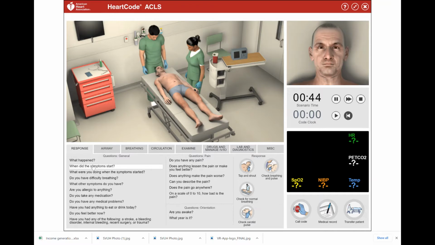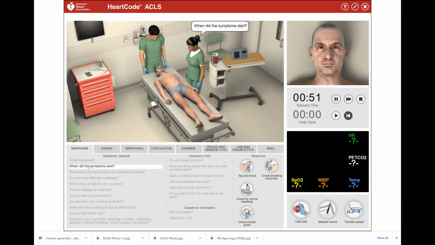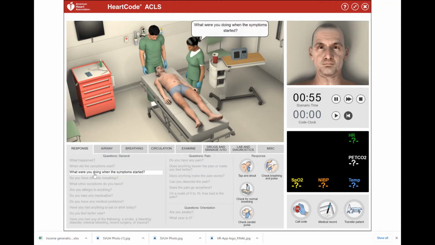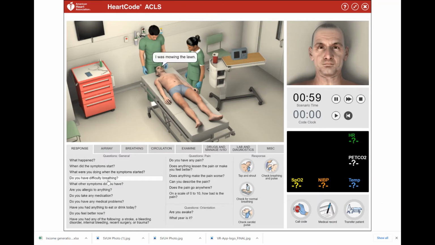What happened? I suddenly felt chest discomfort. When did the symptoms start? About 45 minutes ago. What were you doing when the symptoms started? I was mowing the lawn.